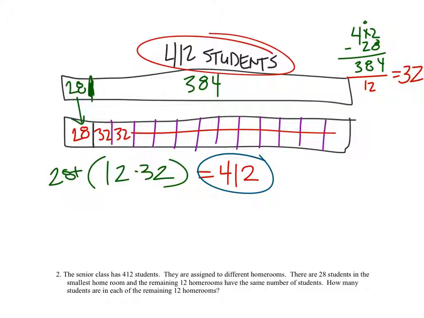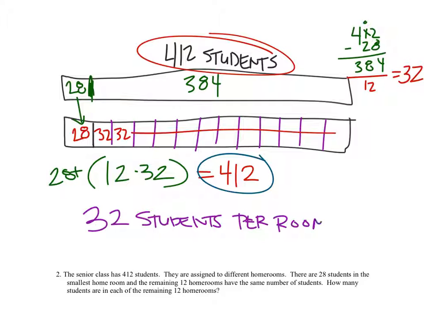Well, the answer is not 32. The answer is 32 students in each class, homeroom? Yeah, we'll just say per room. But we could be talking about... Sure, but homerooms have kitchens in them, so we're good.